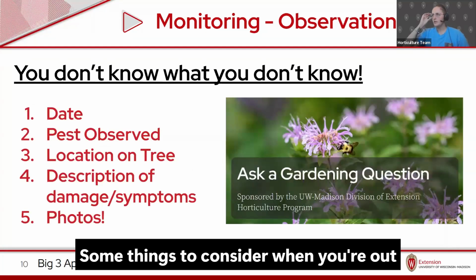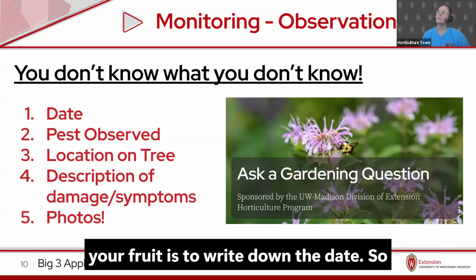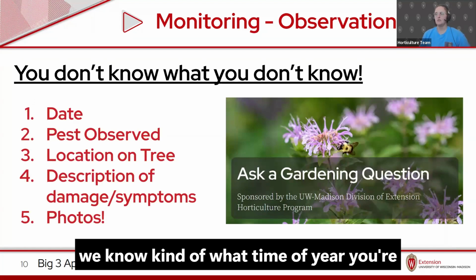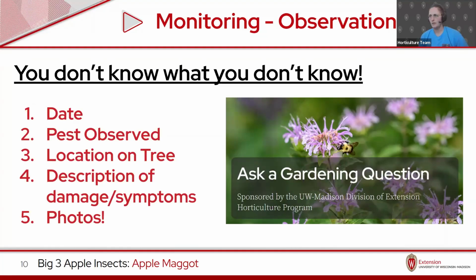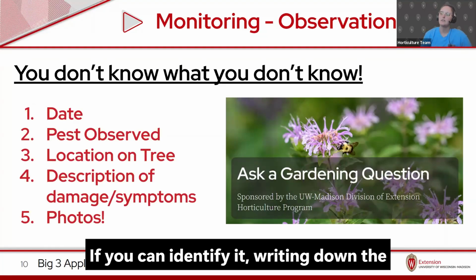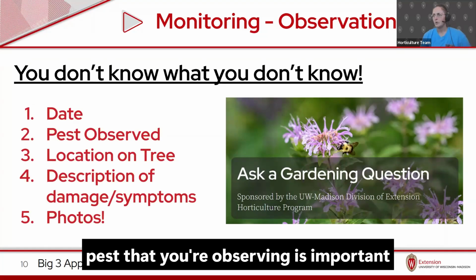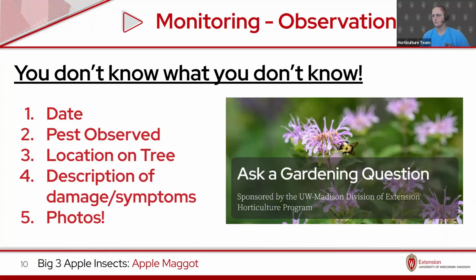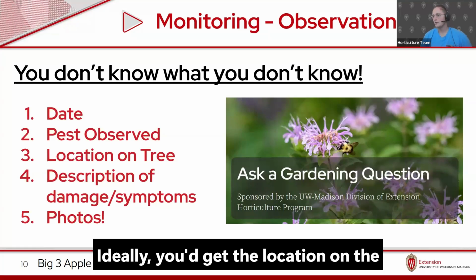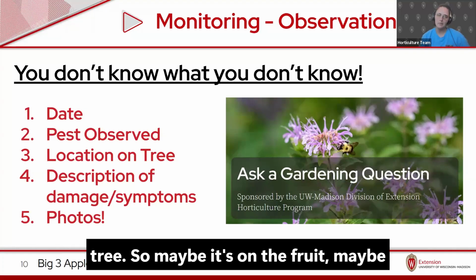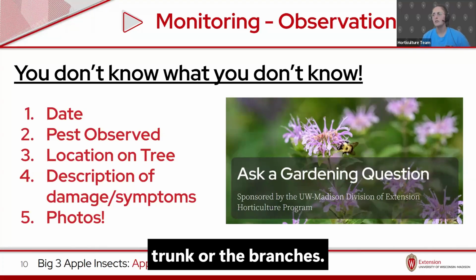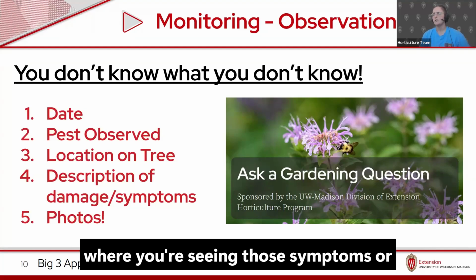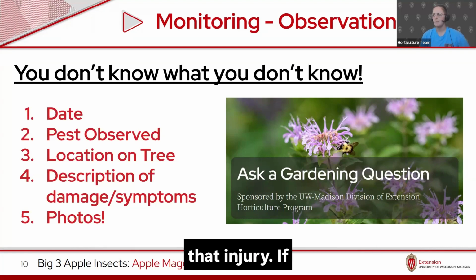Some things to consider when you're out there looking at your trees and your fruit: write down the date, so we know what time of year you're seeing some of these symptoms. If you can identify it, write down the pests that you're observing, so that we know what options are available for that specific pest. Ideally, you'd note the location on the tree. Maybe it's on the fruit, maybe it's on the leaves, maybe it's on the trunk or the branches. Just try to get a good idea of where you're seeing those symptoms or that injury.